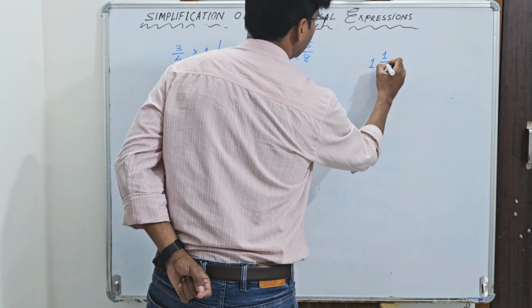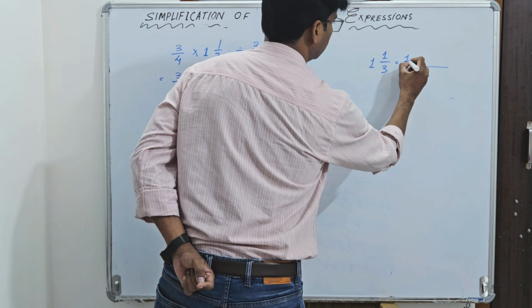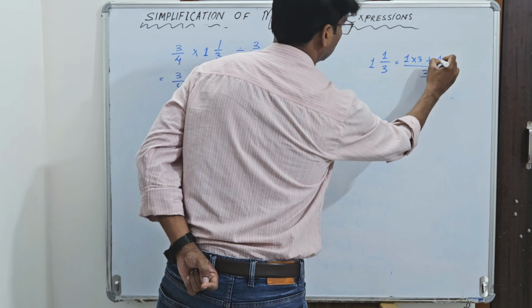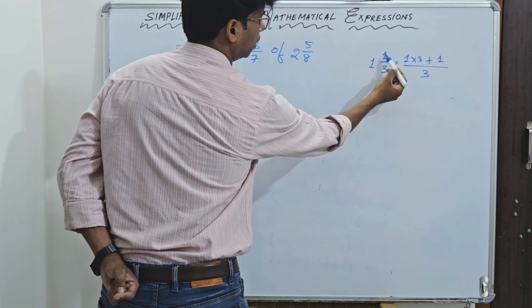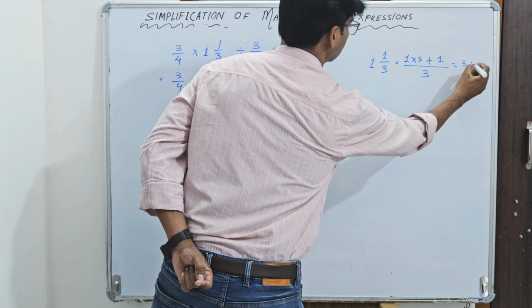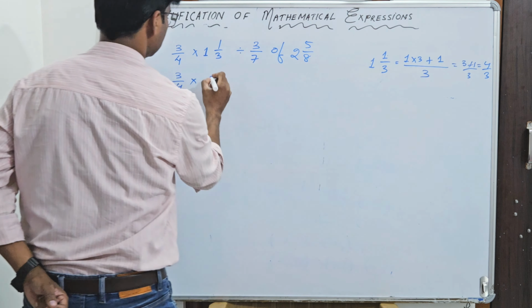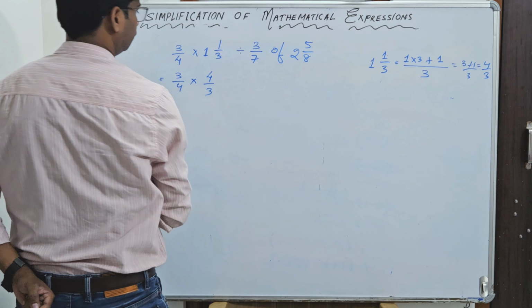1 whole 1 by 3 is equal to what? 3 will be taken common. Here 1 into 3, then plus 1. This 1 is added with this product of 3 and 1. So how much is it? 3 plus 1 by 3 is equal to 4 by 3. So it is 4 by 3.